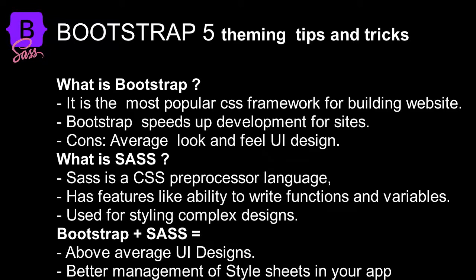Now, what is Sass? Sass is a CSS preprocessor language. It has features like the ability to write functions and variables. It's used for styling complex designs. Now, using Bootstrap and Sass, we can create above average UI designs and have better control and management of our style sheets in the app. Hopefully, you will find some very good, useful tips and tricks in this tutorial.